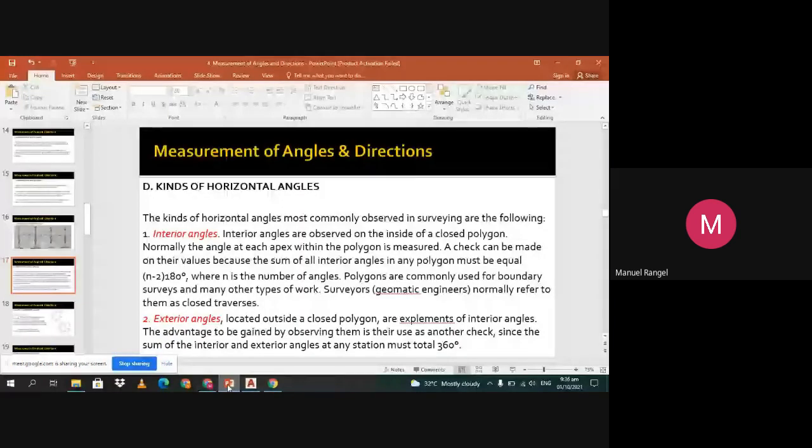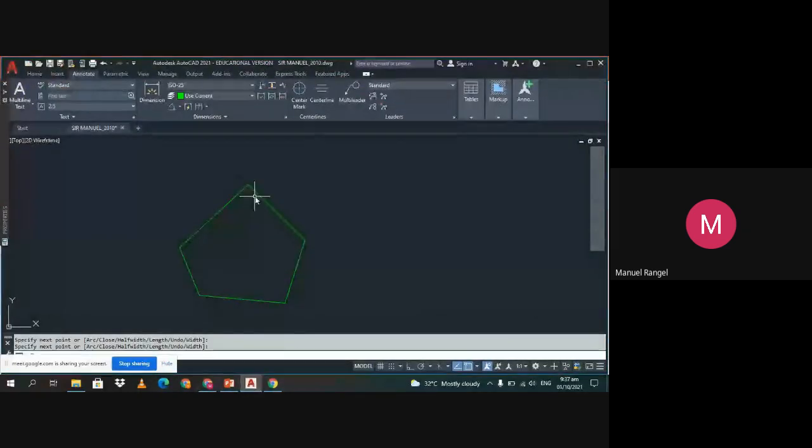Then we also have the exterior angles, located outside a closed polygon, which are explements of interior angles. The advantage to be gained by observing them is their use as another check, since the sum of the interior and exterior angles at any station must total 360 degrees. So the angles outside are called exterior angles. The sum of the interior and exterior angles at any point should be equal to 360 degrees.